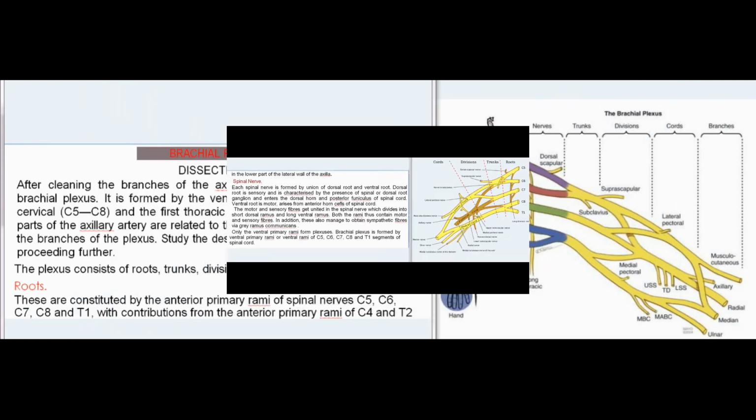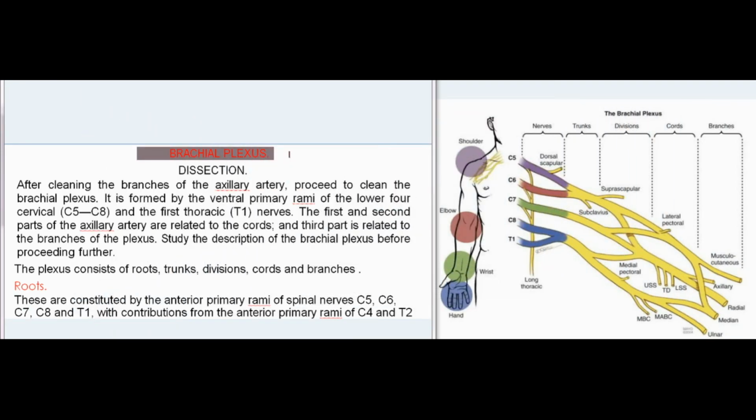spinal cord. Brachial plexus. Dissection. After cleaning the branches of the axillary artery, proceed to clean the brachial plexus. It is formed by the ventral primary rami of the lower cervical, C5 to C8, and the first thoracic, T1, nerves. The first and second parts of the axillary artery are related to the cords, and third part is related to the branches of the plexus. Study the description of the brachial plexus before proceeding further.